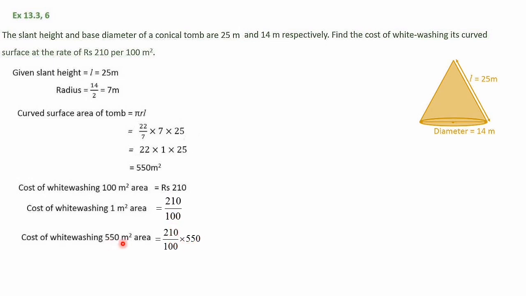So we need to whitewash 550 meter square area. That means simply multiply this 1 meter square cost into 550. Just to do the calculations, here 100 can be cancelled, and here another 0 can be cancelled. So 21 into 55, when we multiply, you will get 1155. So the cost is 1155 rupees. So the cost of whitewashing the tomb is rupees 1155. We have written this as the conclusion.